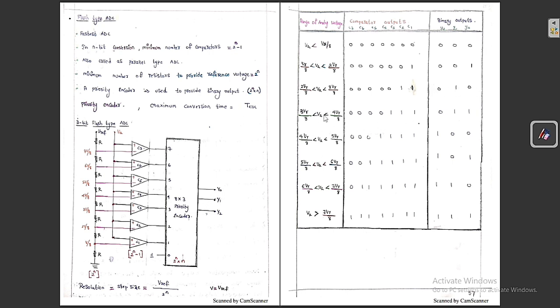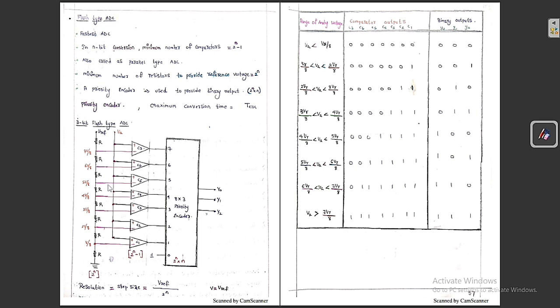Similarly, if VA lies between 3V by 8 to 4V by 8, then we can say C1, C2, C3, all these three comparators become active, but not the remaining ones. So these outputs are always high and these are 0. Up to C3 is activated, but not this one. Out of these, C3 has high priority when compared to the others. So for 3, the corresponding binary output is 0, 1, 1.